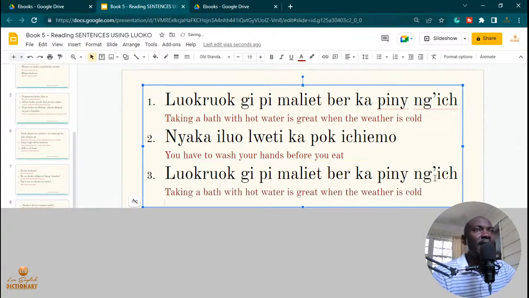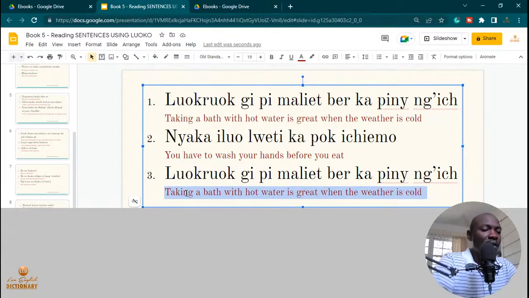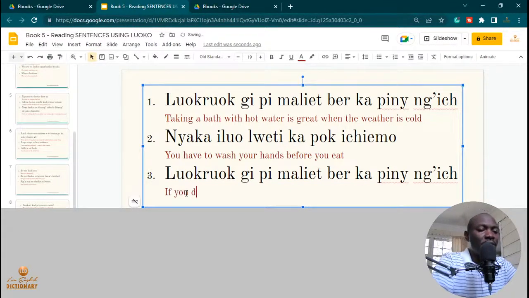Then let's translate the one for Edward. The one that said, if you don't take a bath, let me copy it. I can't copy. If you do not take a bath, you will stink in front of your friends.